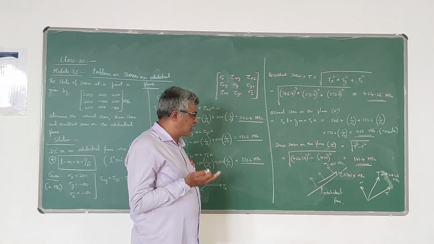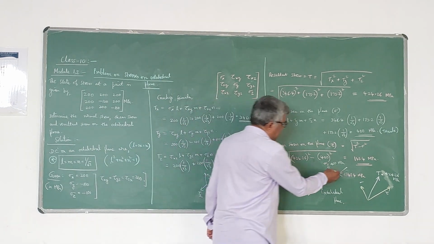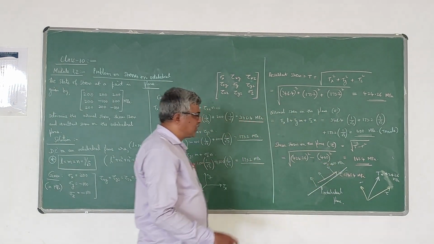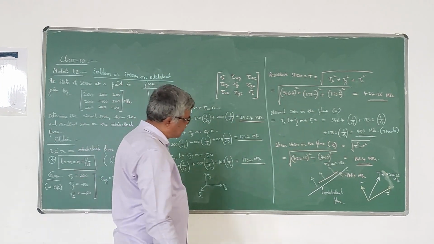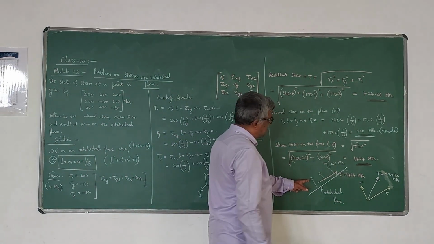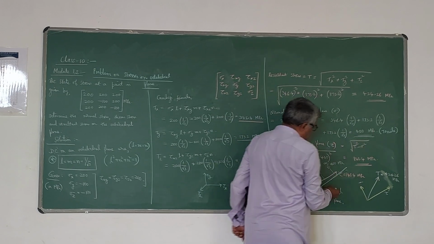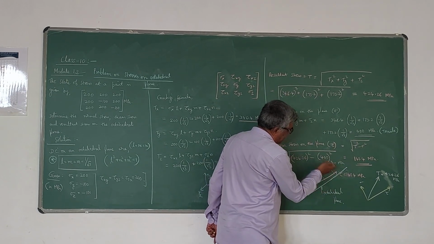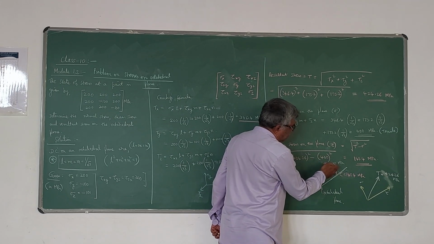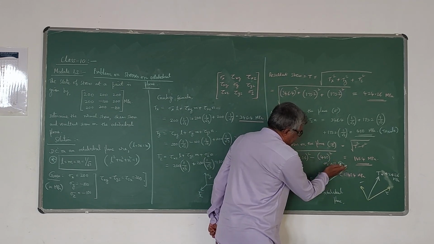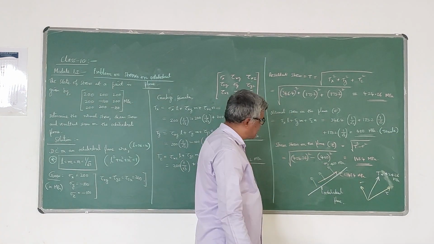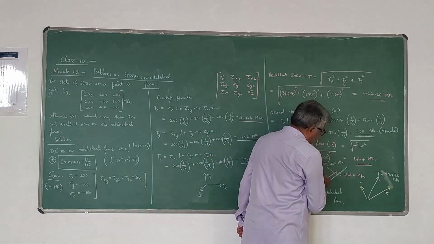Now, how to show that on the plane? If you take this as the octahedral plane, which makes equal angle with all the three x, y, z directions in 3 dimensions, normal stress here is tensile. Tensile means it will act away from the plane. So, sigma acts like this. I have shown here 400 MPa, and shear stress acts like this. Parallel to the plane is shear stress. Perpendicular to the plane is normal stress. So 141.4 acts like this.